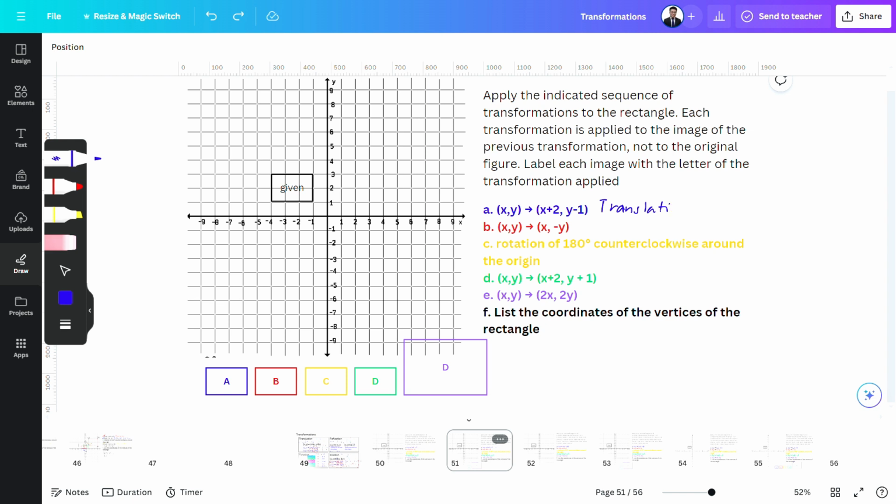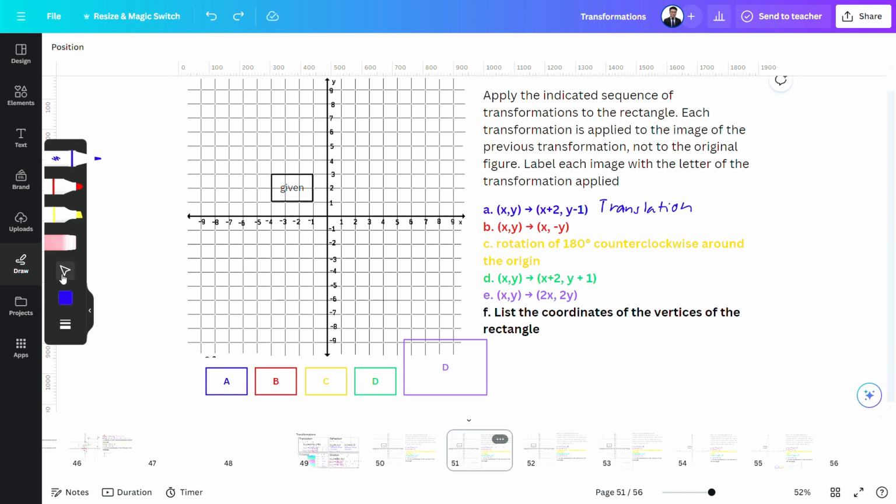Since it says x plus 2, we have to move the figure 2 units to the right. And then it says y minus 1. Remember that the direction of the y-axis is either up or down. Since it says y minus 1, we will do one movement down. So let's do it already.